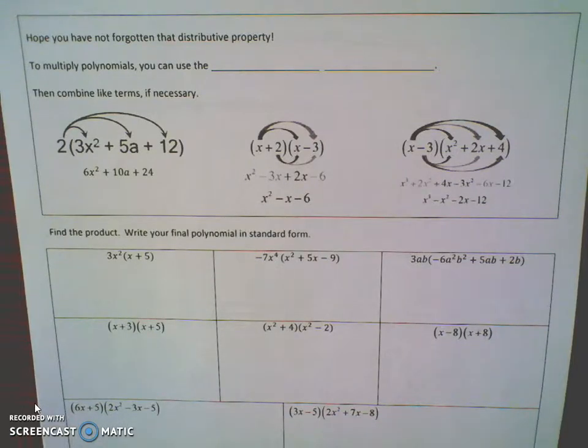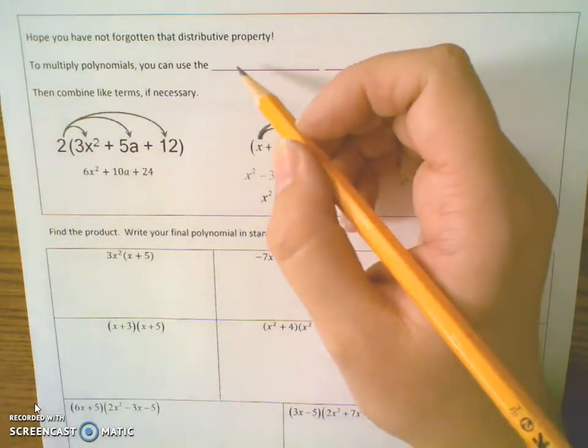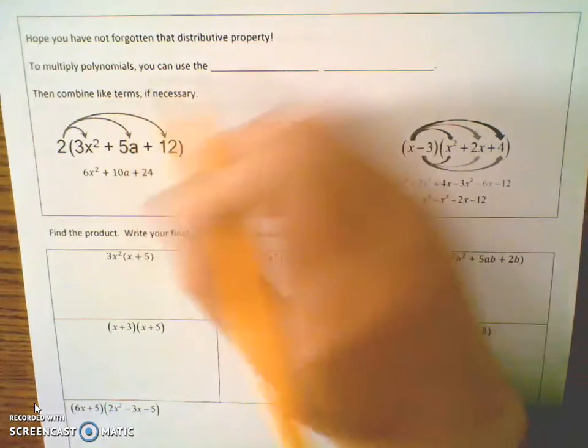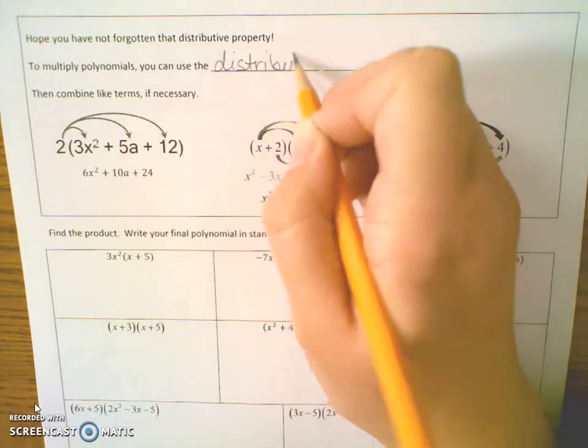Hi, welcome to 4.3, which is multiplying polynomials. We're on page 5 of your green packet. So we're going to be using the distributive property to multiply polynomials. So to multiply polynomials, you can use the distributive property.